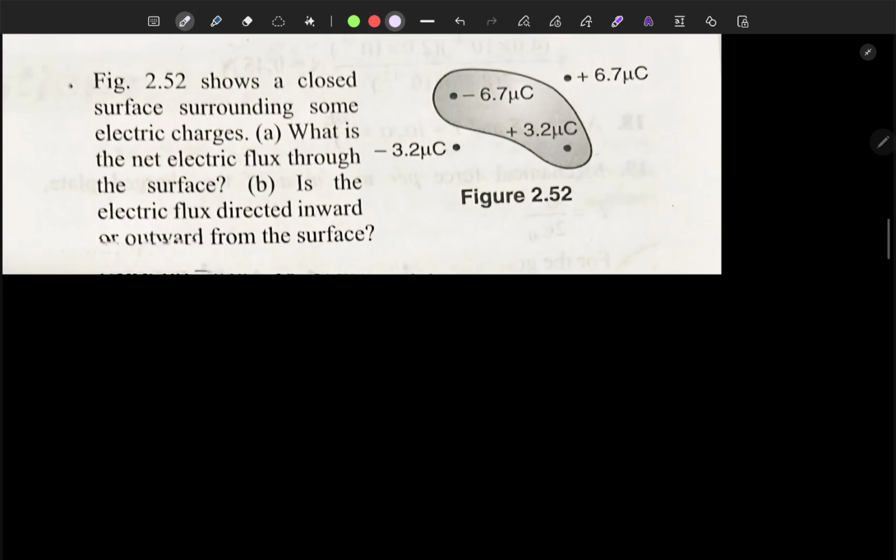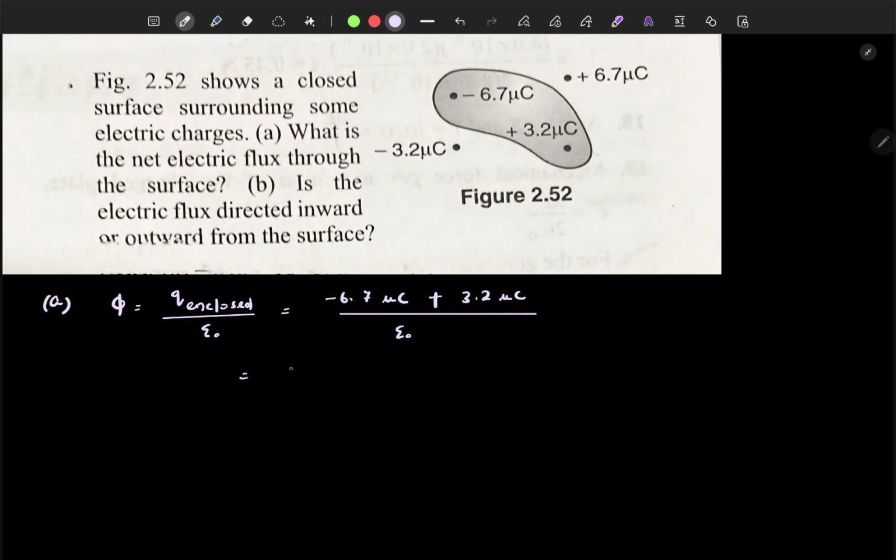This is our question. The figure shows a closed surface surrounding some electric charge. What is the net electric flux through the surface? So in the first bit we have to calculate the net electric flux. Phi is equal to Q enclosed by the Gaussian surface divided by epsilon naught. In the figure, minus 6.7 microcoulomb and 3.2 microcoulomb, these two charges are enclosed charges. So we can write minus 6.7 microcoulomb plus 3.2 microcoulomb divided by epsilon naught.